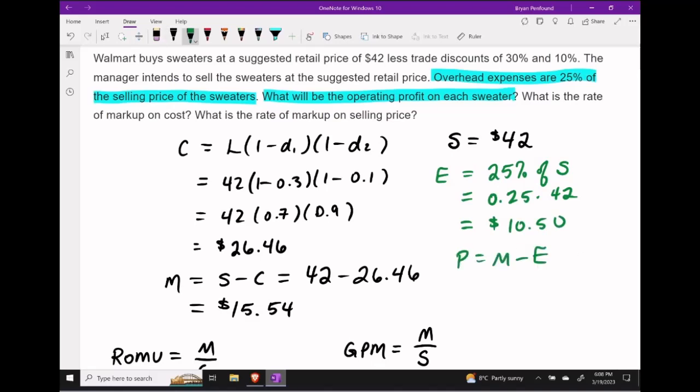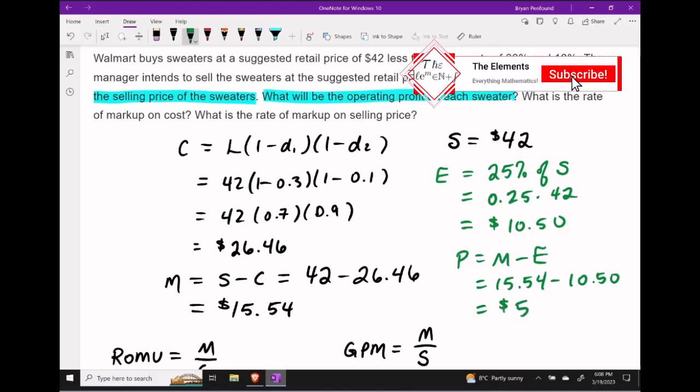So in other words, the profit that we expect to see on each sweater should be the markup of $15.54, subtract our overhead expenses of $10.50. Performing this subtraction, we see that the profit margin per sweater is $5.04.